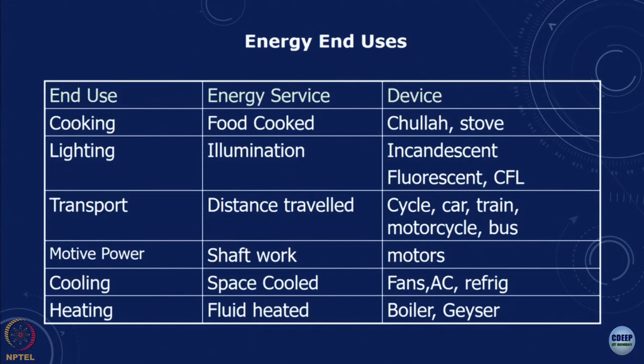So as we saw earlier, the different end uses that we can list are, for instance, food cooked is the energy service, illumination for lighting, distance traveled for transport, shaft work for motive power, space cooled, fluid heated, and each of these have different devices like the chula, the stove for cooking, incandescent, fluorescent, compact fluorescent lamps for lighting, and for transport, cycles, cars, trains, motors for shaft work, fans, air conditioning, refrigeration, space cooling, boilers and geysers for heating. And in all of these, there are many different possible devices, different sources, so we can actually have a whole set of different energy flow diagrams.